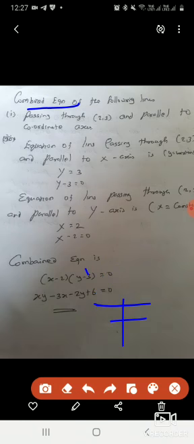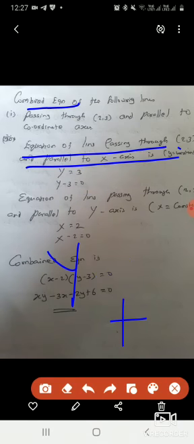That is a constant. Now listen, equation of the line passing through 2, 3 parallel to x-axis. Parallel to x-axis means y is equal to constant. What is the y value here? 3. y is equal to 3. y minus 3 is equal to 0, that is one.